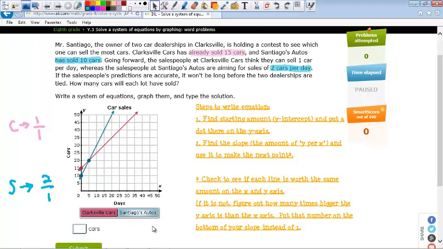And there's our solution, the point where the 2 lines cross. So the question is, how many cars will each lot have sold? And we have to look for the number that goes with this dot on the y-axis, the cars. So it looks like they would reach the same amount at 20 cars.